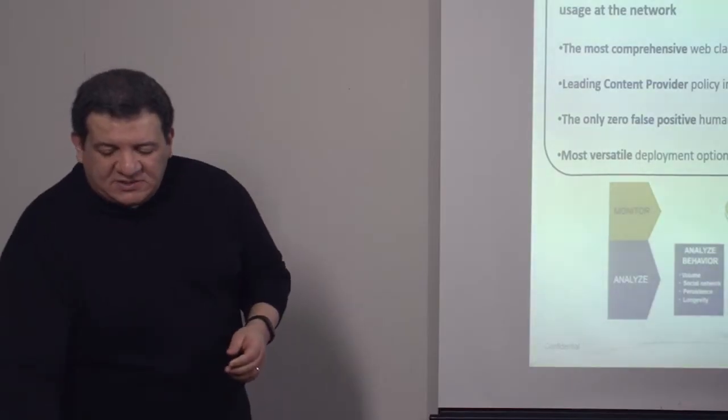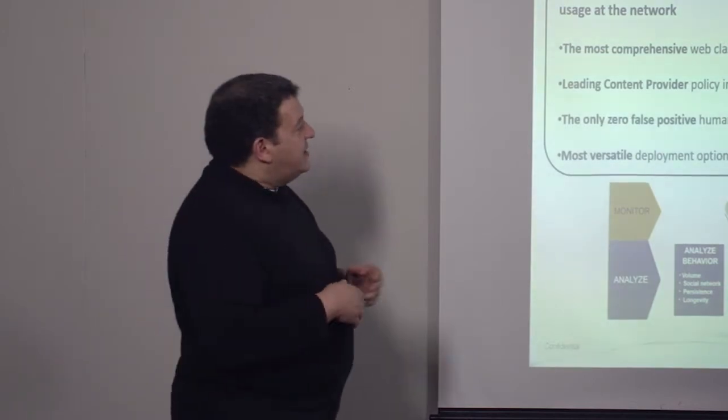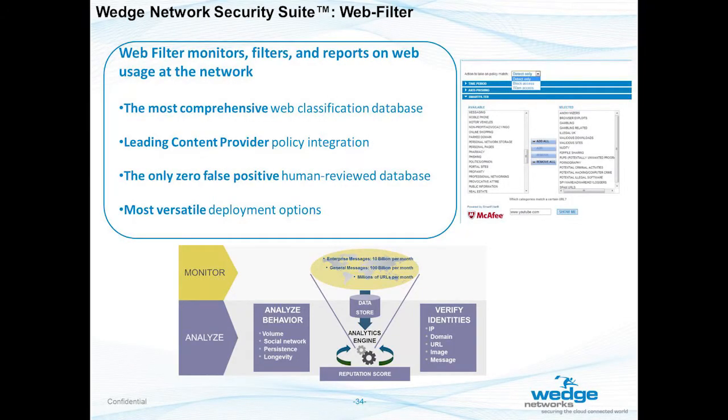And finally, just to give you an idea of how it looks, I don't know if this shows clearly or not, but on the left-hand side, you can have all the typical categories, and you can select and choose depending on the policy there.